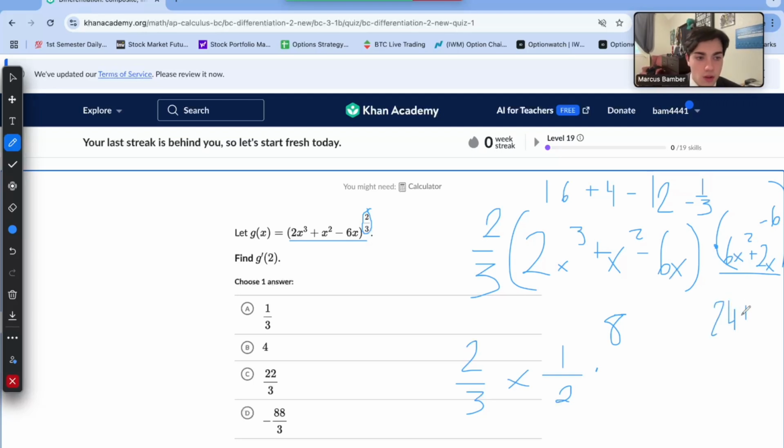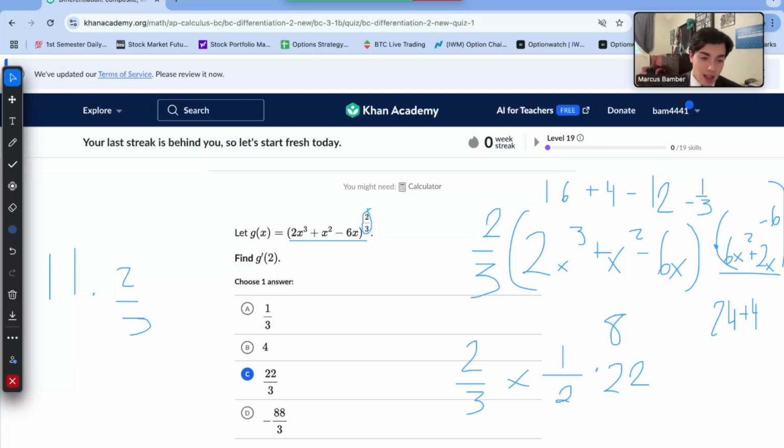And then we're going to add 4, and then we're going to subtract 6. So that leaves us with 22. So we're going to multiply this with 22 as well. 22 times 1/2 is 11. So we just do 11 times 2 over 3. And we are left with 22 over 3. So the correct answer is answer choice C.